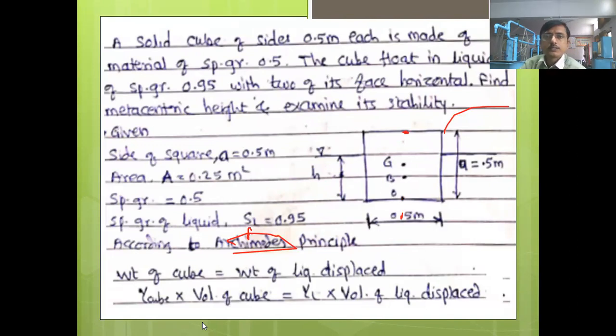Dimensions are given, right? Solid cube of 0.5 meter. So you can find out its volume. Volume of cube is equal to 0.5 cubed. What is 0.5 cubed? 0.5 cubed is equal to 0.125 meter cubed. This is the volume of the cube.